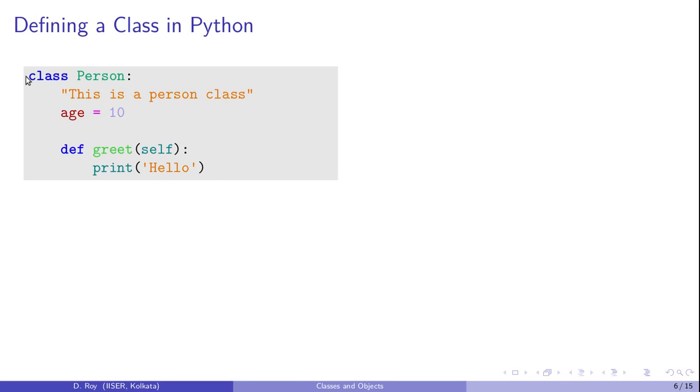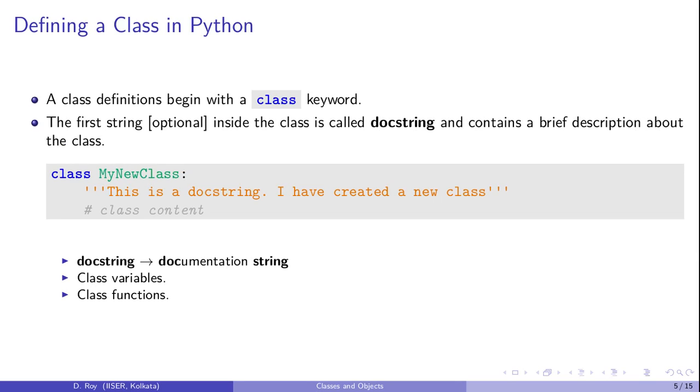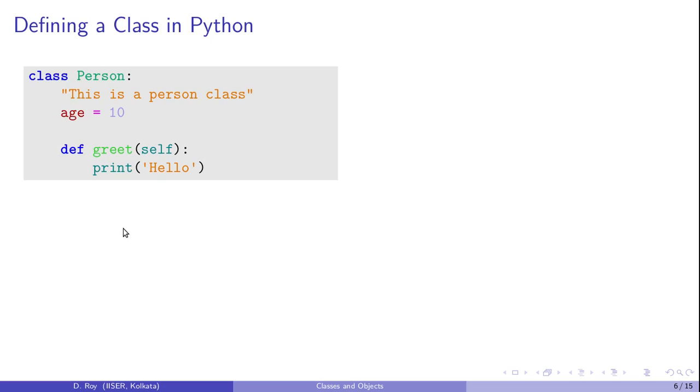This is an example of a class. The name of the class is person, and here is the docstring associated with this class, which contains the text "this is a person" class. As I have stated earlier, there can be two other components in a class. One is a variable and another is a function. Here in this example, age is a variable of this class, and greet is a function attribute of the same class, that is called person.